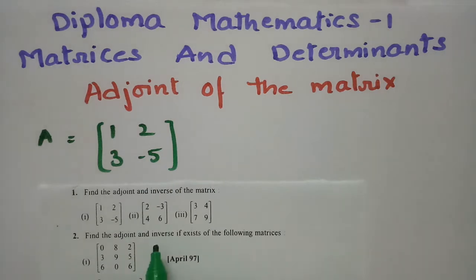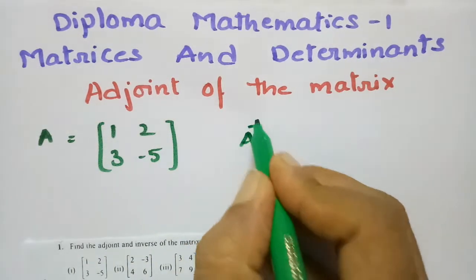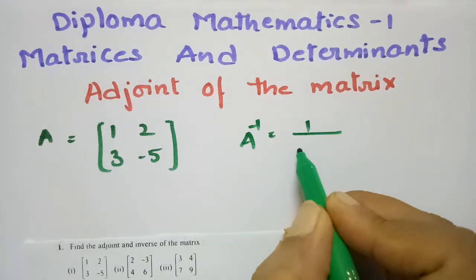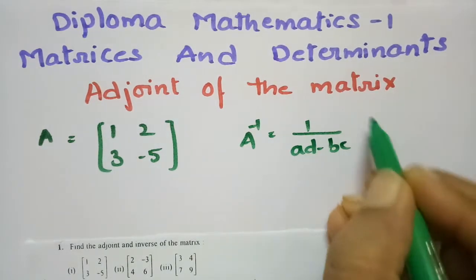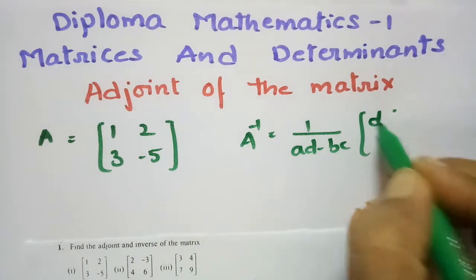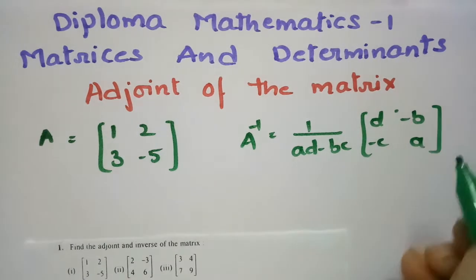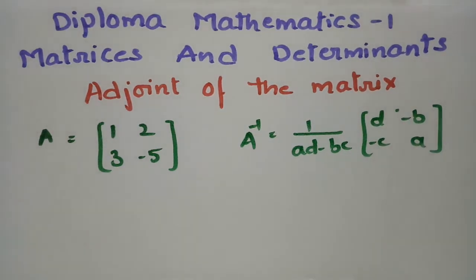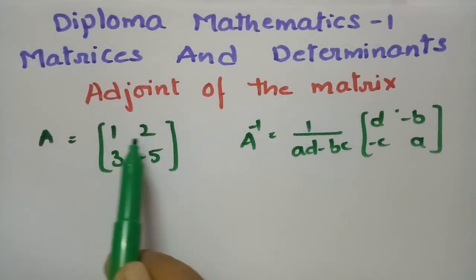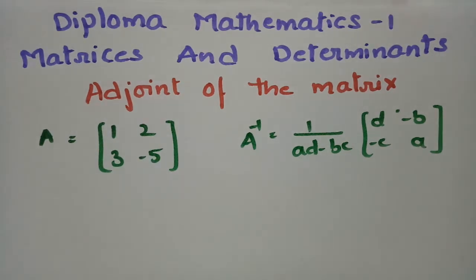For finding the adjoint as well as the inverse, see the formula here: A inverse is equal to 1 by (AD minus BC) into D, minus B, minus C, A. So this is the formula. Using this, this value is A, this value is B, this value is C and this value is D. So this will be the adjoint.